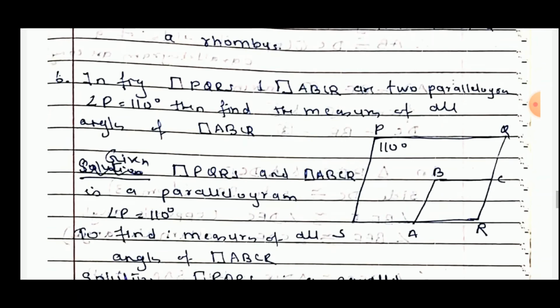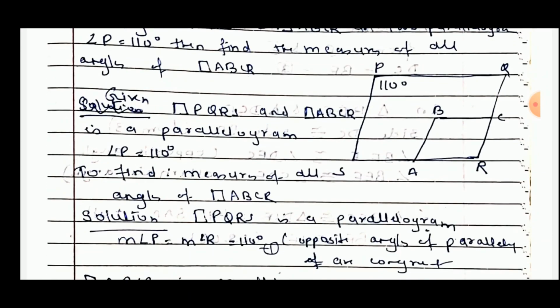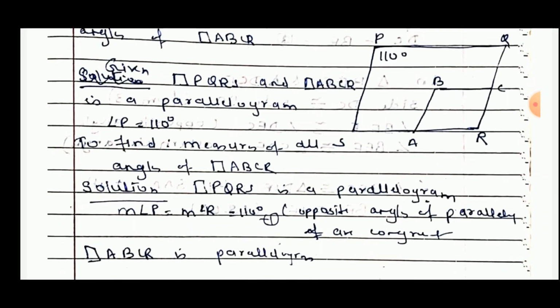Now, sixth one, here in figure quadrilateral PQRS and quadrilateral ABCR are parallelogram. Angle P equal to 110. Then find the measures of all angles of the quadrilateral ABCR. Now given PQRS and ABCR is a parallelogram. Angle P equal to 110 degree. To find measures of all angles of ABCR. Now quadrilateral PQRS is a parallelogram. Measure of angle P equal to measure of angle R equal to 110. Opposite angles of the parallelogram are congruent.